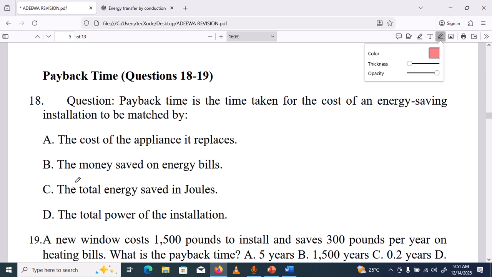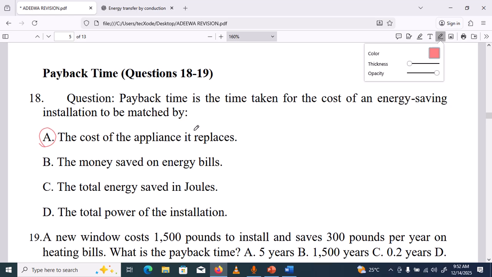Payback time is the time taken for the cost of an energy saving instrument to be matched by the cost of the appliance it replaces. Let's look at that one. The money saved, the energy saved, the total power. So the right answer is option A. The saving you make from one usage, you use it to get another one or to take care of another installation. That would be the right answer.